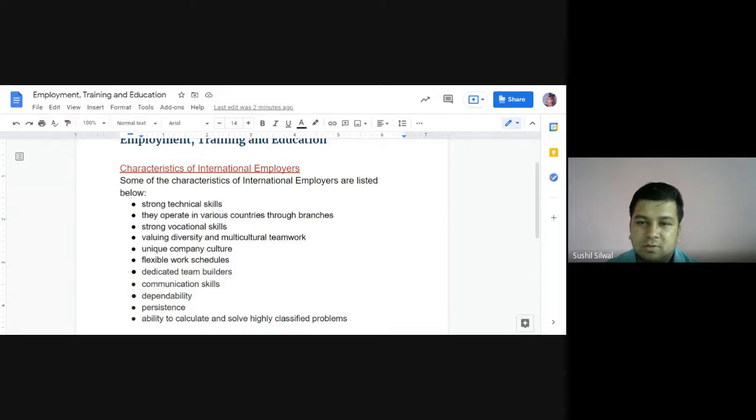Does anyone have any questions? Okay, if not, let me continue with this. So, characteristics of international employers. This is the second objective. Some of the characteristics of international employers, as you can see there, are strong technical skills.